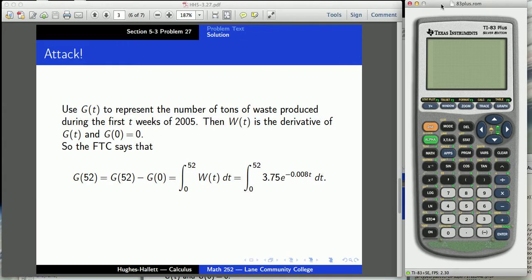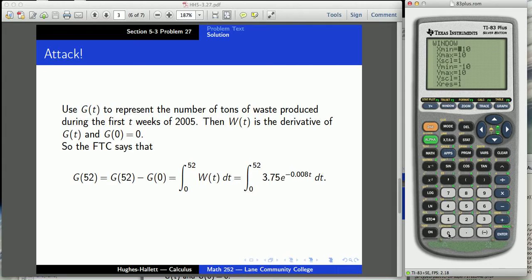So let's go over to the graphing calculator, and let's put in this function, which is 3.75 times e to the minus 0.008x. And let's set up the window.